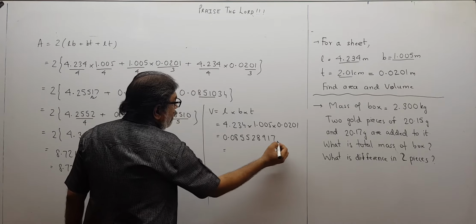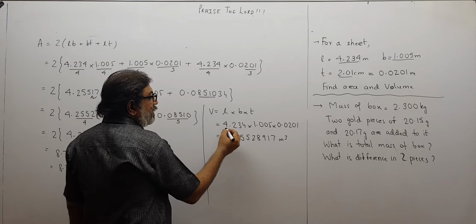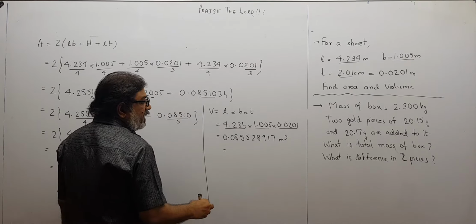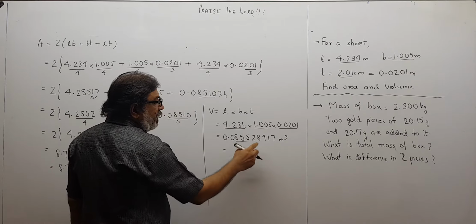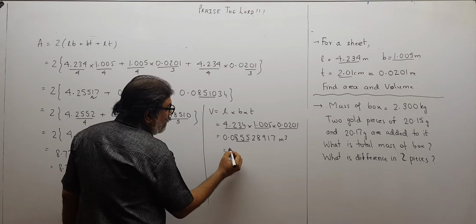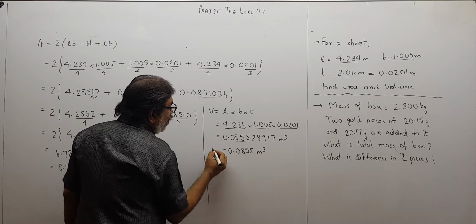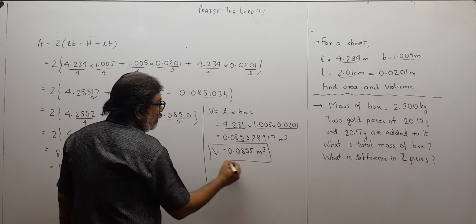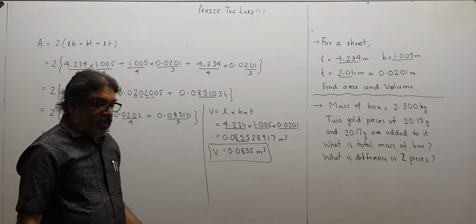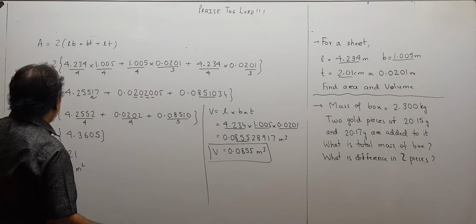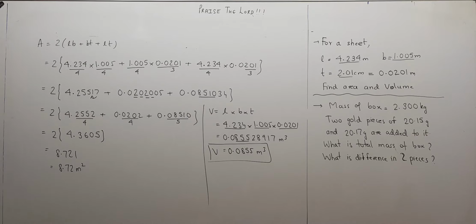0.085528917 meter cube. Now how many are there? There are 4 over here, 4 over here, 3 over here. I should keep 3 in the final answer. 3 means up to here I should keep. And this is beyond 3, so forget about it. This will be 0.0855 meter cube. This will be the volume. This will be the final answer. Okay? So please pause and copy. I will do the next sum for you.